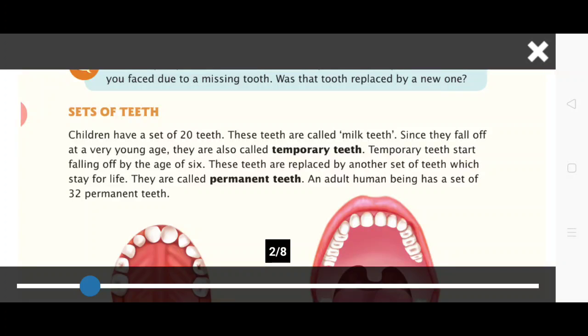So, how many teeth does an adult have? 32 teeth. These are called permanent teeth because you can have them throughout the life if you look after them properly, like brushing twice a day.